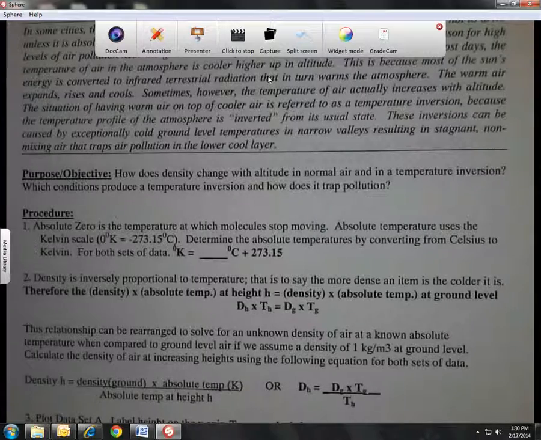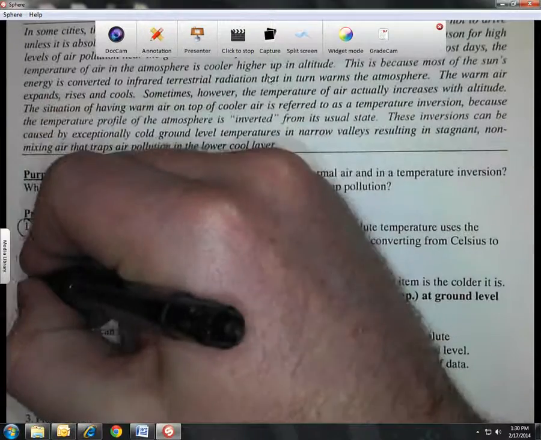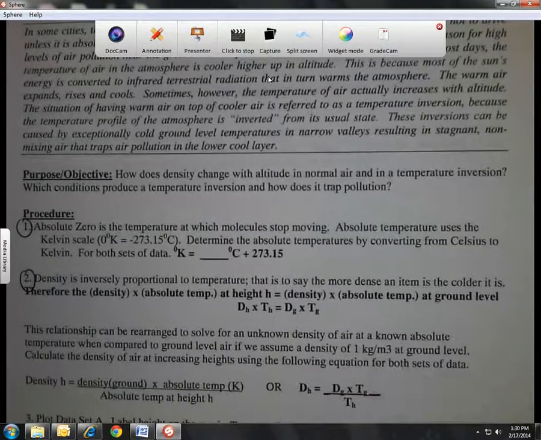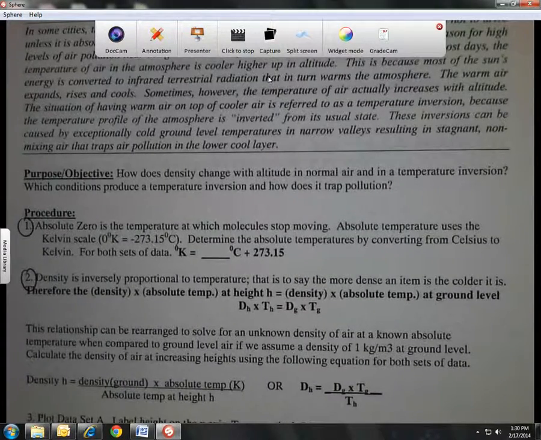Okay, so you want to be focusing on the first two procedures, procedure 1 and procedure 2, for this activity. This third part gets into some other information. You really don't have to focus on that. Just focus on procedure 1, getting your temperature in Kelvin, and then procedure 2.